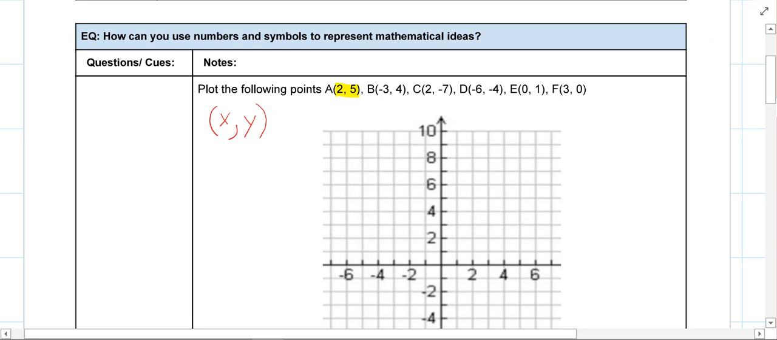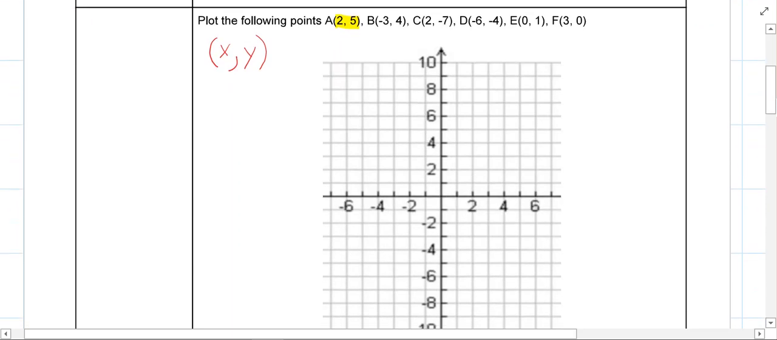So let's get going on the graph here. A, the first thing you graph is the X. And remember from elementary school, the horizontal axis is the X axis and the vertical one is the Y. So we begin with our X, and here we begin with 2. We start at the origin. You guys know that from elementary school. Always start at the origin, so go over 2 to the right, 1, 2, and then up 5. 1, 2, 3, 4, 5. Plot your point, label it A. Go on to B.